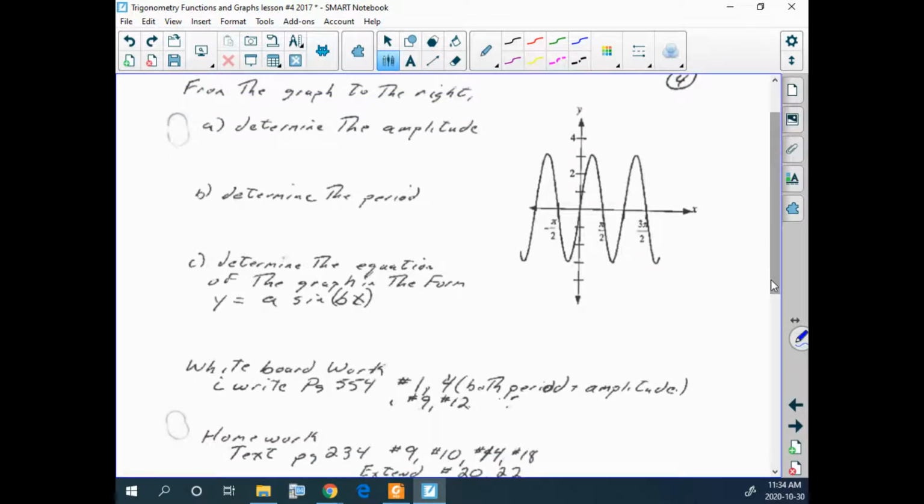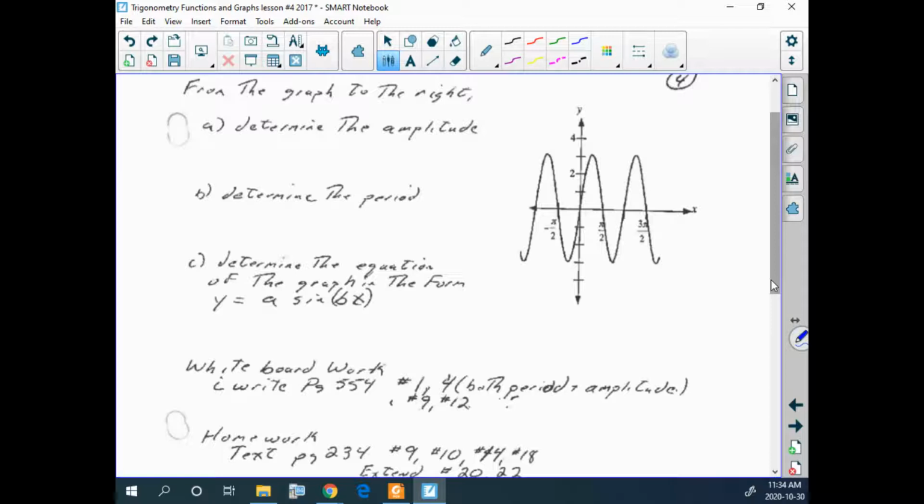Okay, so the last type of questions is where I give you a graph and I want you to give me the equation. So we can look at this in a couple different ways.